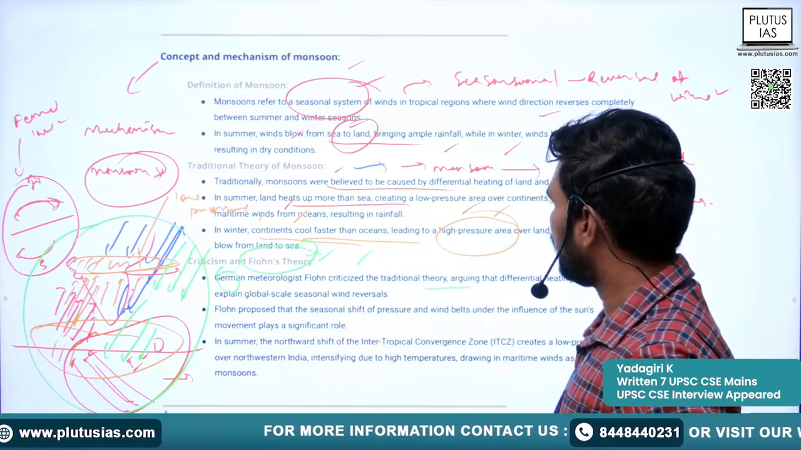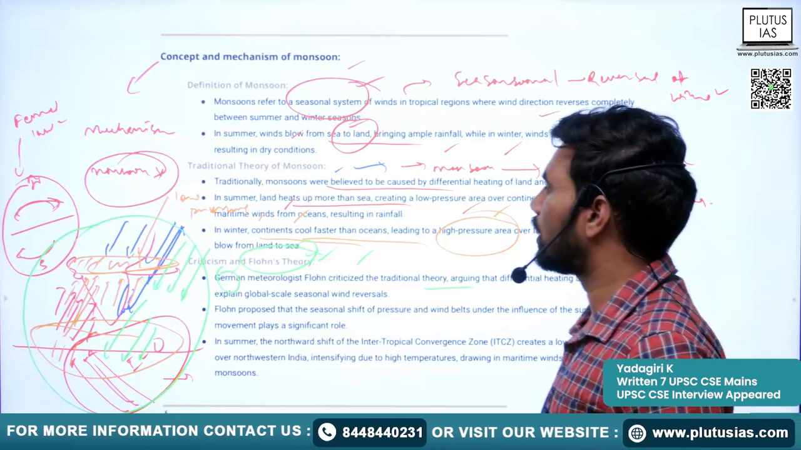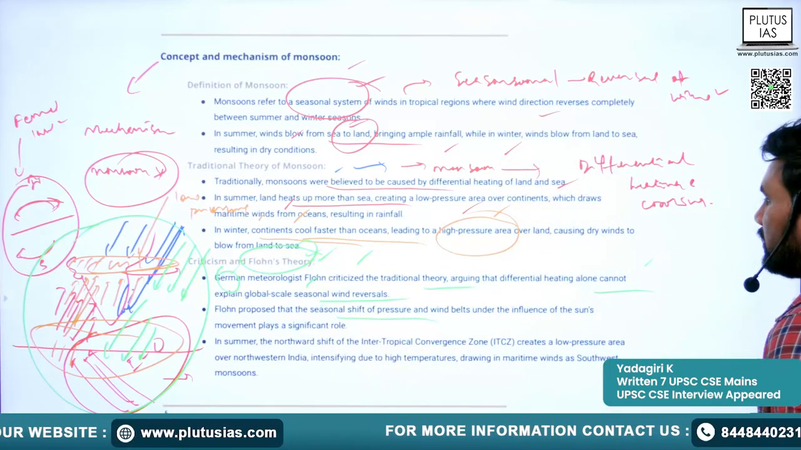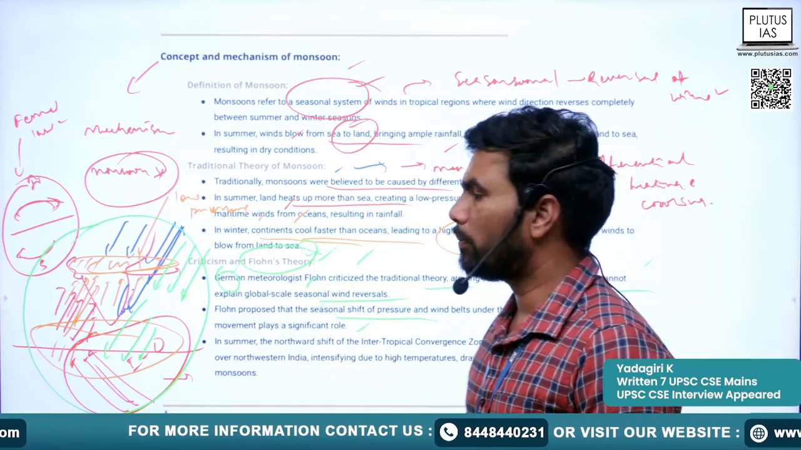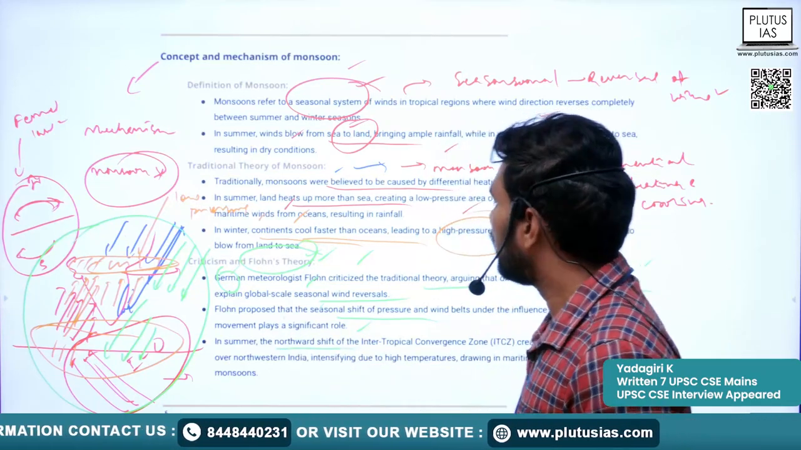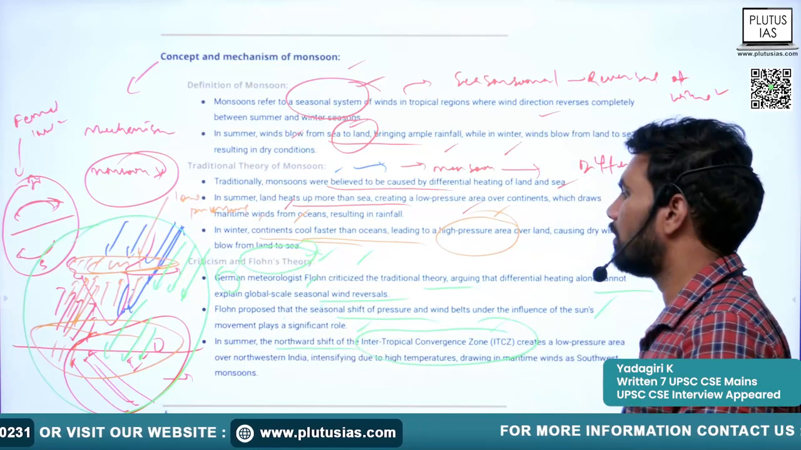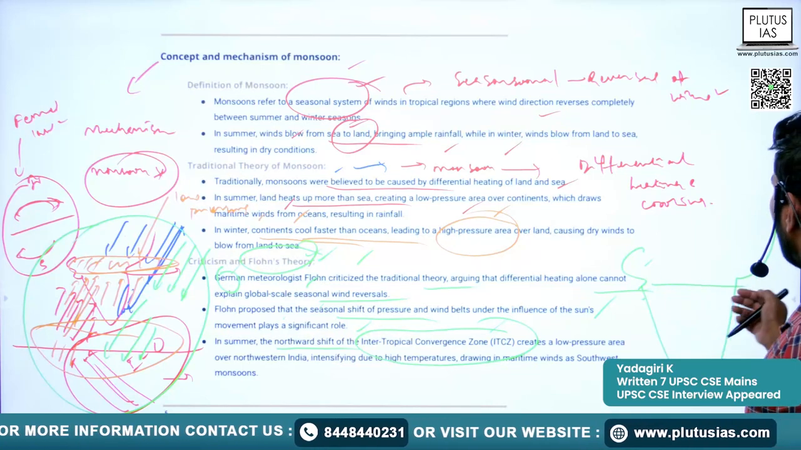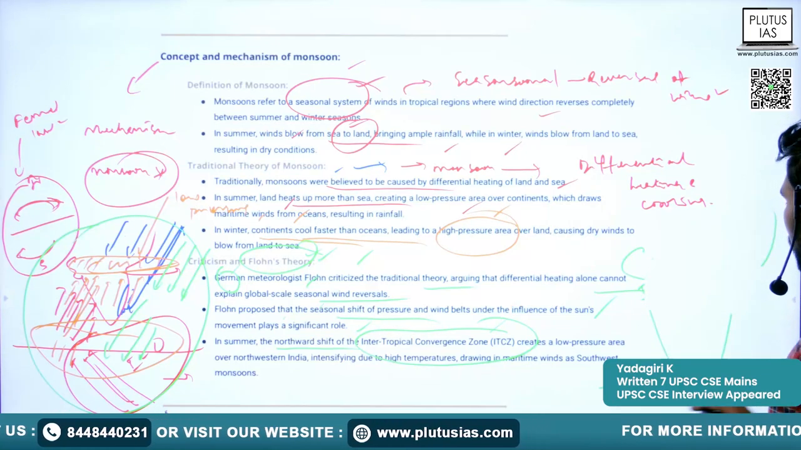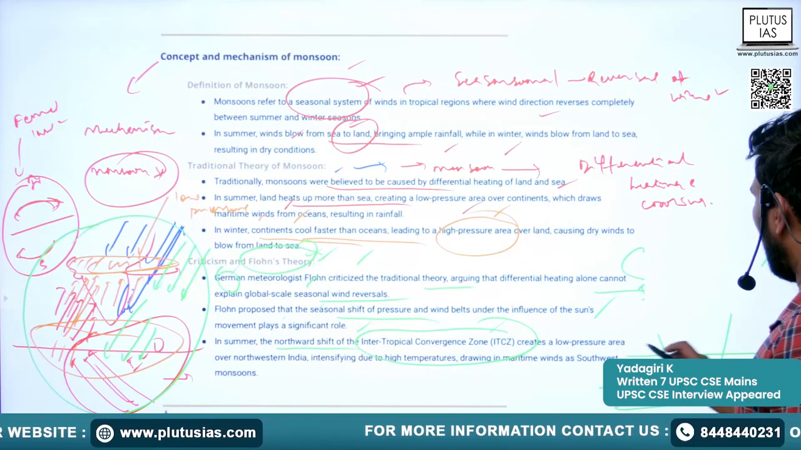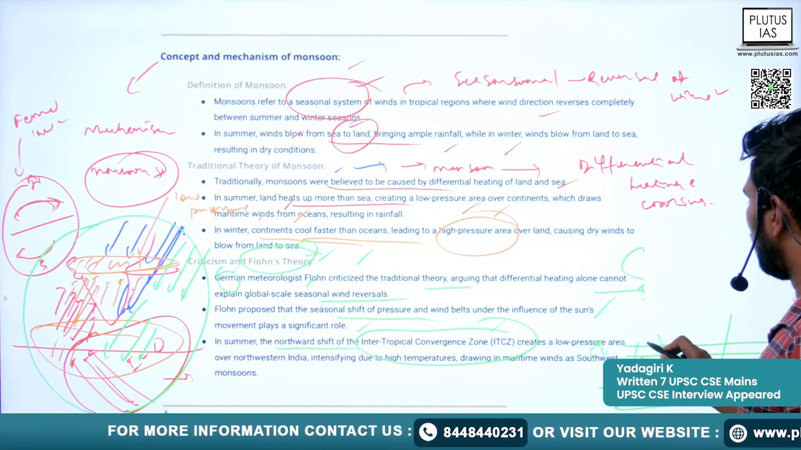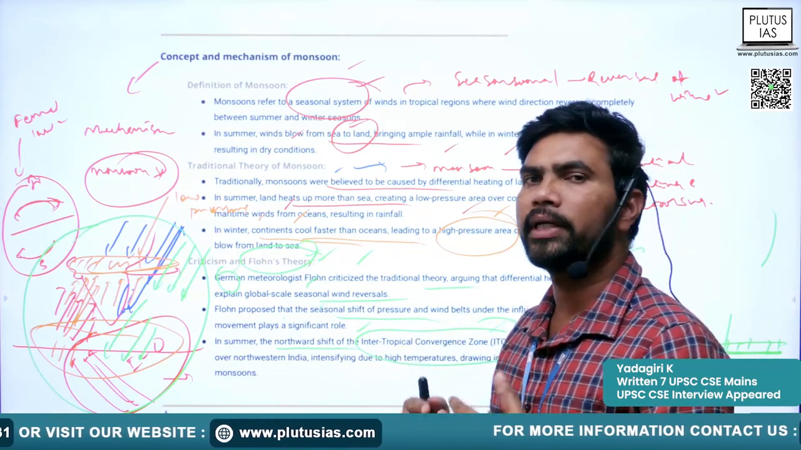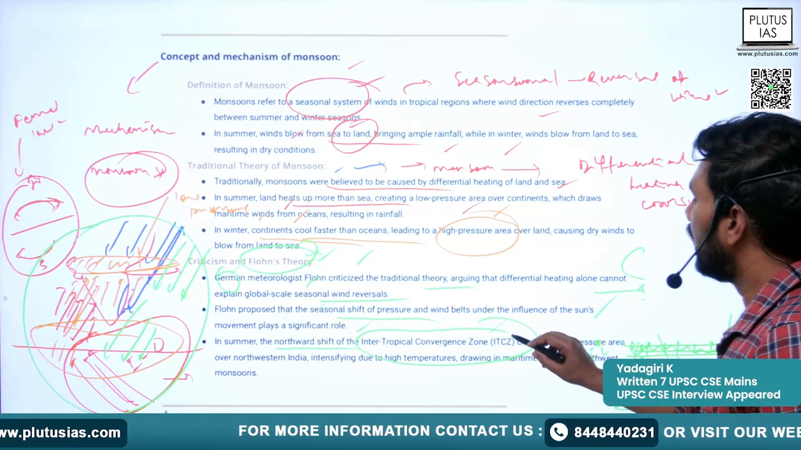So he criticized the traditional theory, arguing that differential heating alone cannot explain the global scale seasonal wind reversals. He proposed that the seasonal shift of pressure and wind belts under the influence of the sun's movement also plays an important role in the monsoons. So he said that in summer, there is a northward shift of the intertropical convergence zone. The ITCZ will be located about 5 degrees north of the equator. In this particular zone, the winds from both hemispheres converge. Because of this reason, it is known as the intertropical convergence zone.